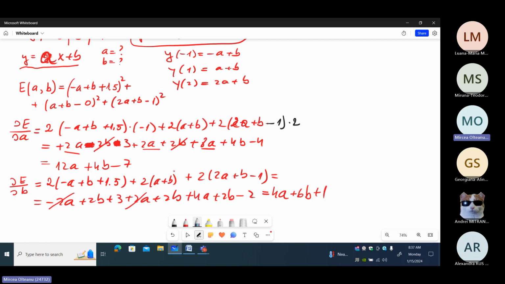Okay, this is what I've got for the partial derivatives with respect to a and with respect to b. Please tell me if you got the same values.